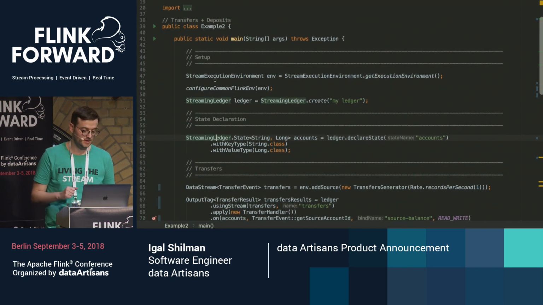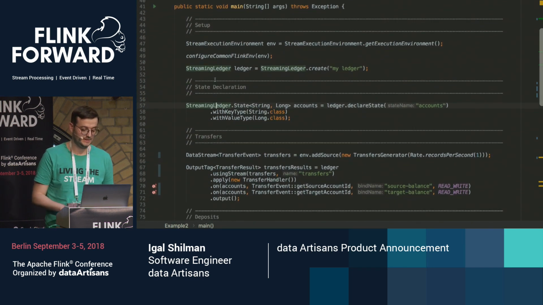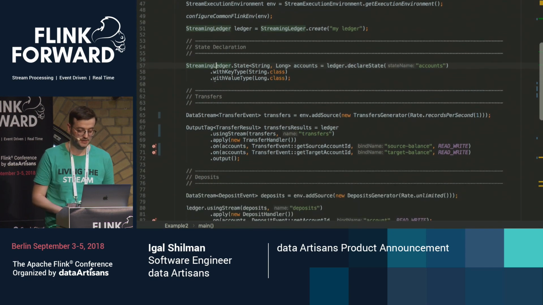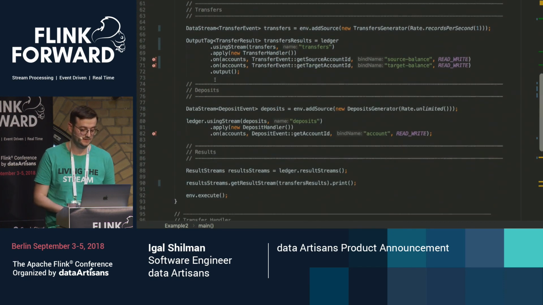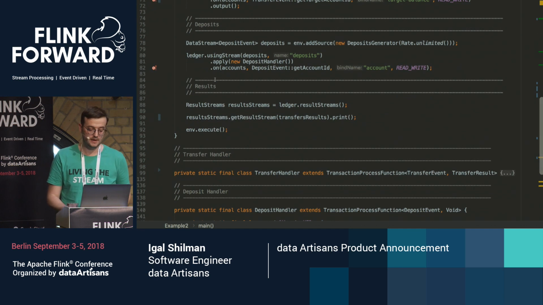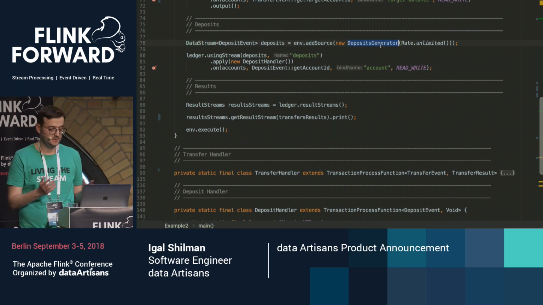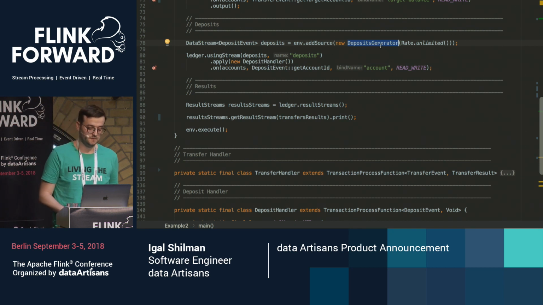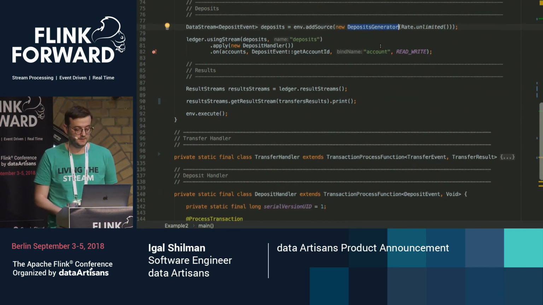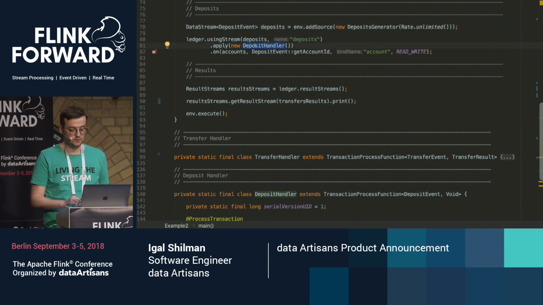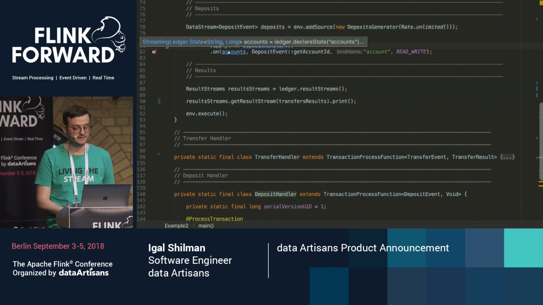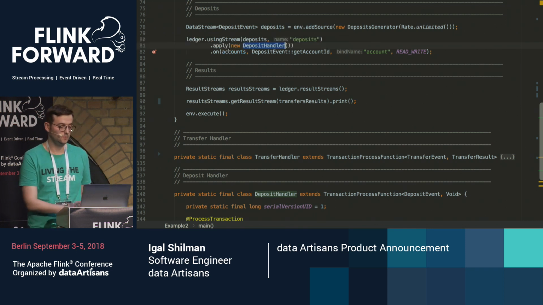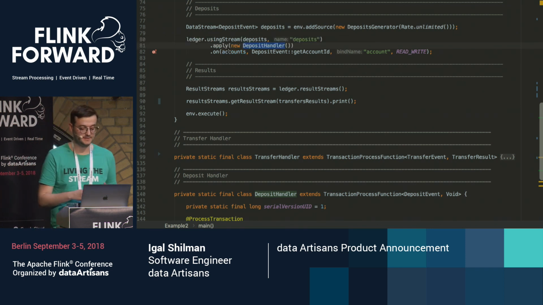That example builds on top of the previous one. It has the same state declaration, same ledger name, and so forth. It has the transfer stream, and now the deposit stream, which is another data stream generated with an in-memory generator, just for the sake of this example. And we are applying the deposit handler business logic, and note that we are using the same accounts definition. So we have two different streams sharing the same state.